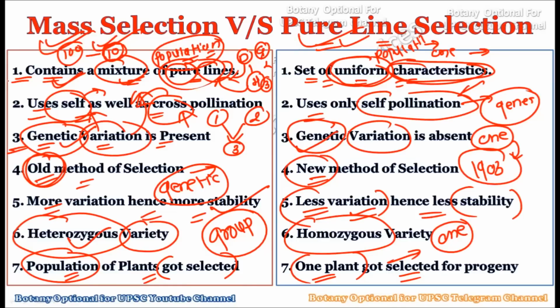Okay, so these are the basic 7 types of variation between mass selection and pure line selection. You should remember them carefully, because UPSC can directly ask you the question: what is the difference between mass selection and pure line selection? All right.